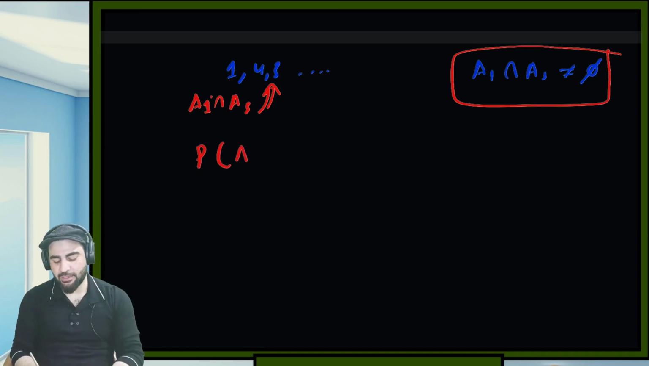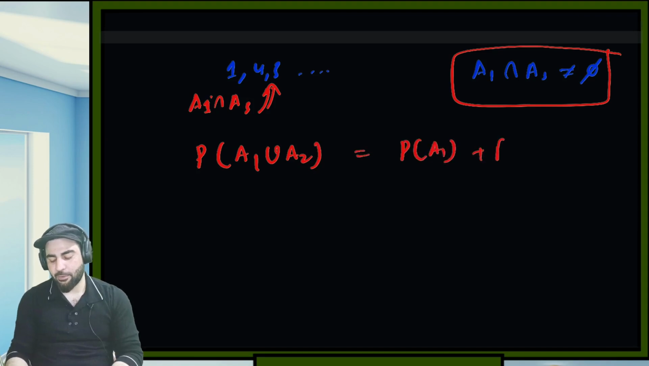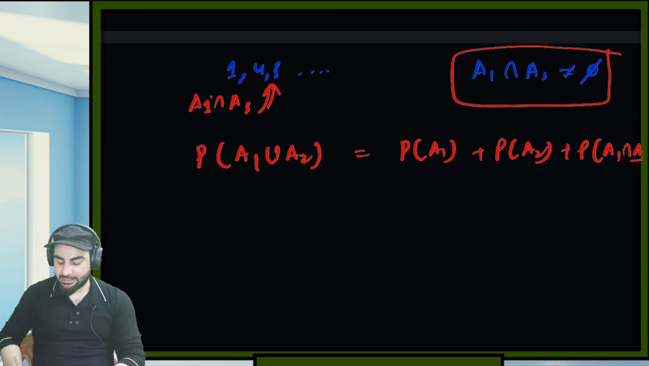If it is for two events, if we have A1 union A2, okay, again coming back, so the probability of A1 plus probability of A2 minus probability of A1 intersection A2. Okay, this was just for two events. Then I said this can be generalized also.